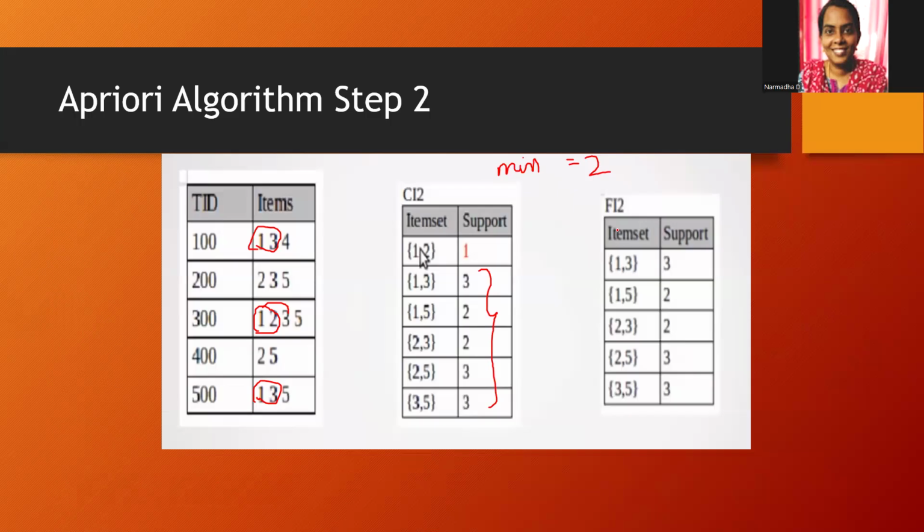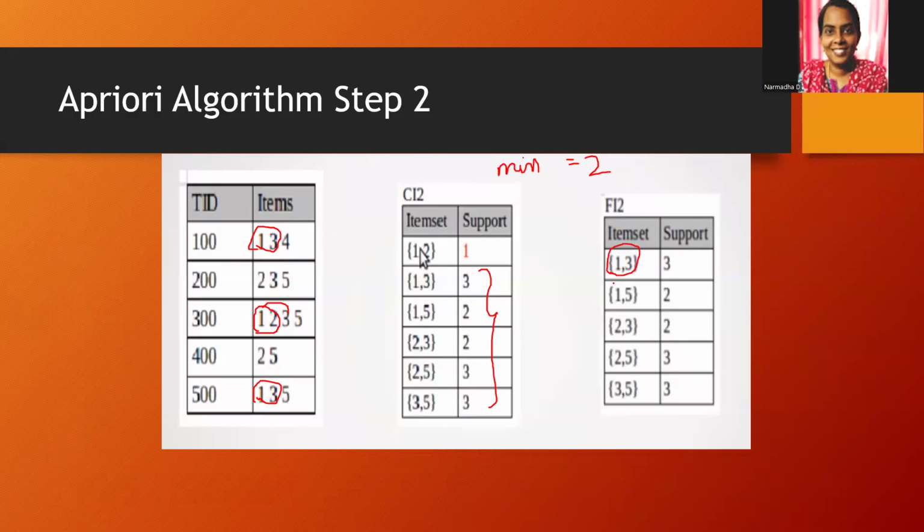Once you have generated the frequent 2 item set, you will have to apply the pruning rule. What is the rule? We say an item set is frequent provided all its subsets must also be frequent. So if you consider 1, 3, the subsets for 1, 3 are 1 and 3.